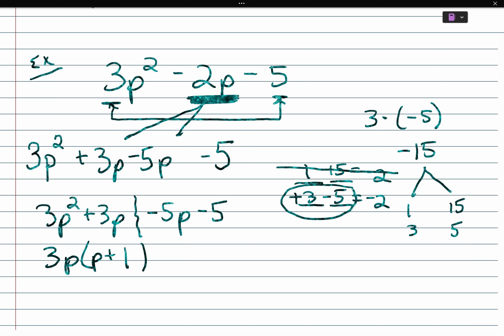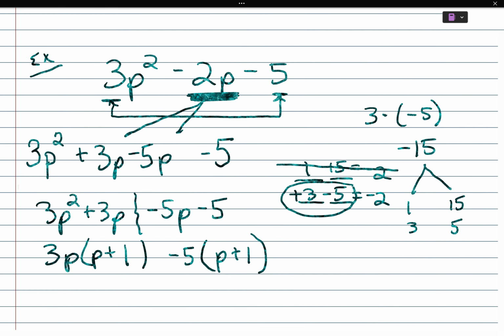And then I'm going to do the same thing to this right side. The GCF of -5p and -5 is -5. They have a 5 in common. The leading coefficient is negative, so my GCF is negative. And then -5 goes into -5p, p times. -5 goes into -5, positive 1 times.